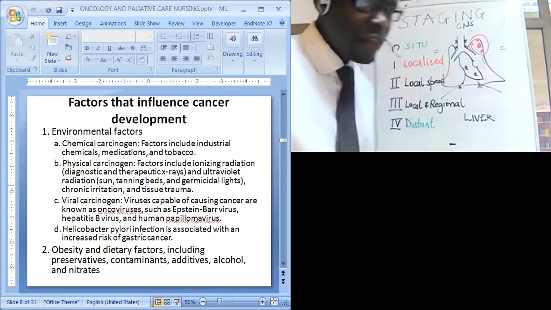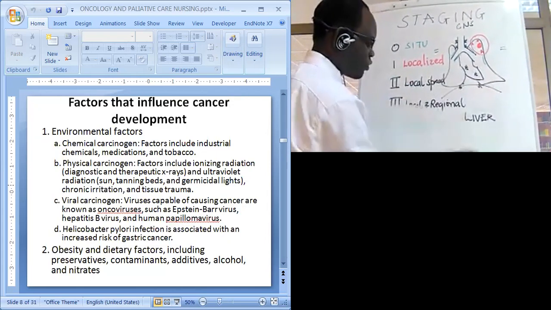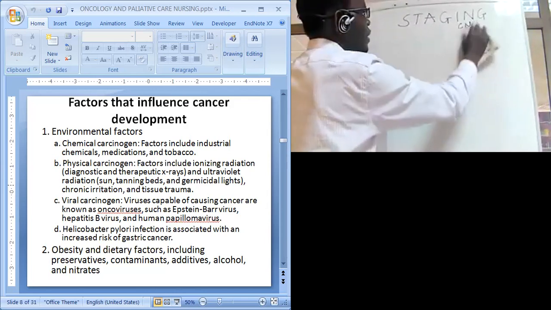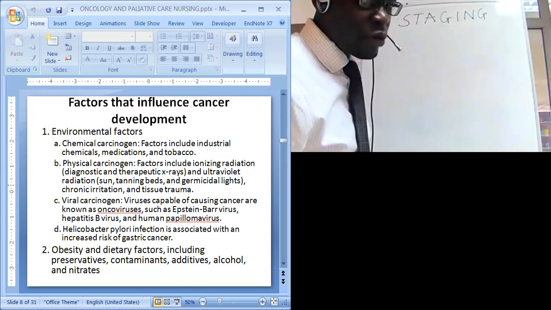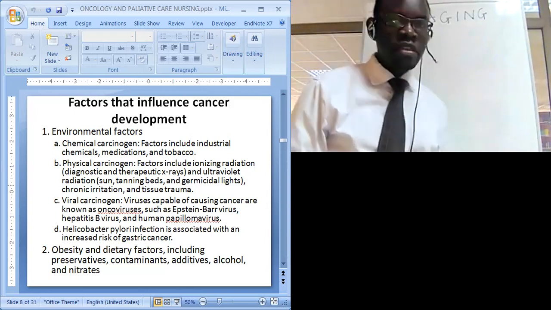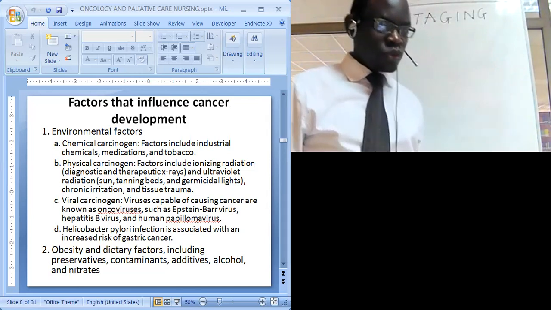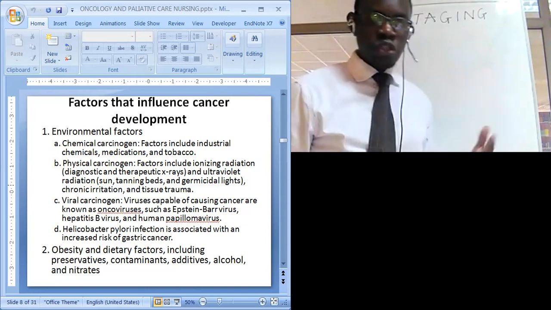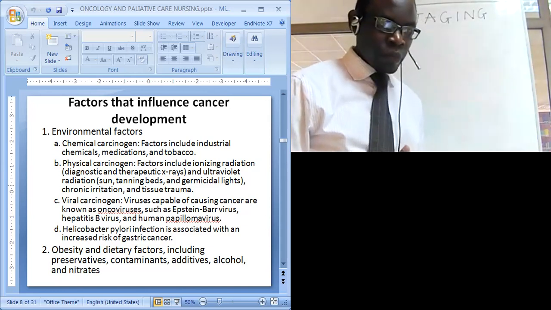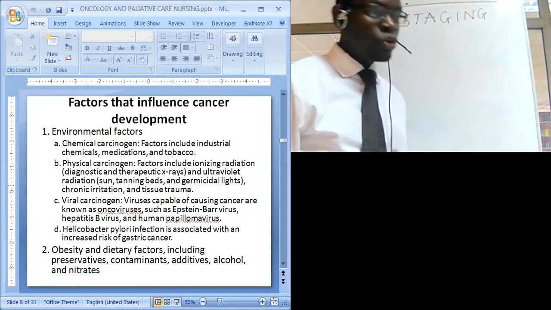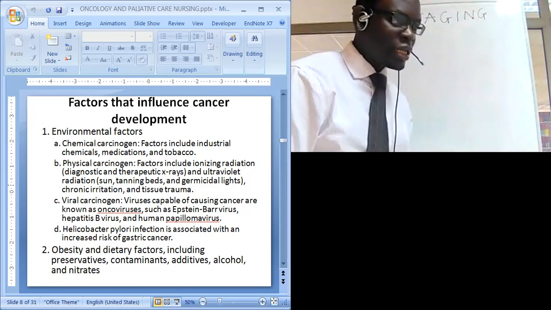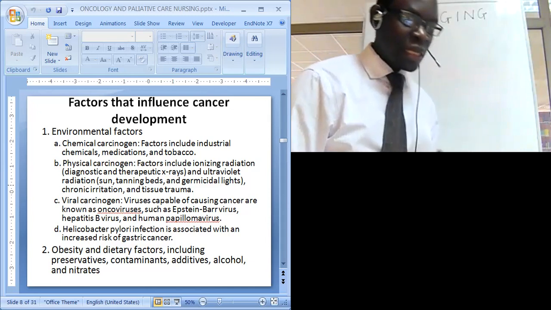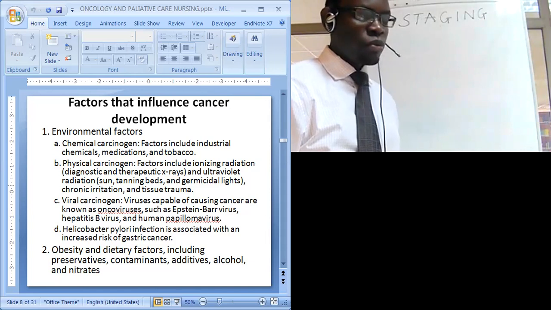Now, the other thing we want to look at are the factors that influence the development of cancer, which are divided into about 5. We have environmental factors, and here we have chemicals: the different chemicals that we use, maybe the detergents, the medications themselves, the tobacco, and all those things can predispose someone to having cancer. Physical carcinogens, things like ionizing radiation, the UV light from the scorching sun, any kind of tissue trauma, any kind of chronic irritation to a place, can all predispose someone to get cancer.